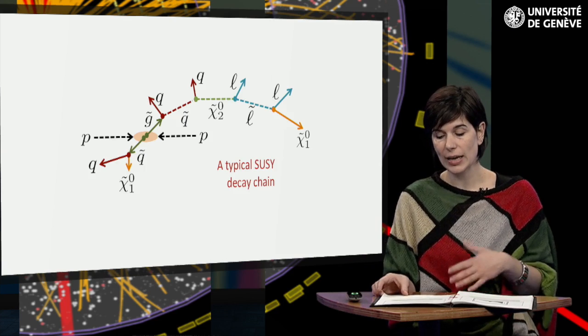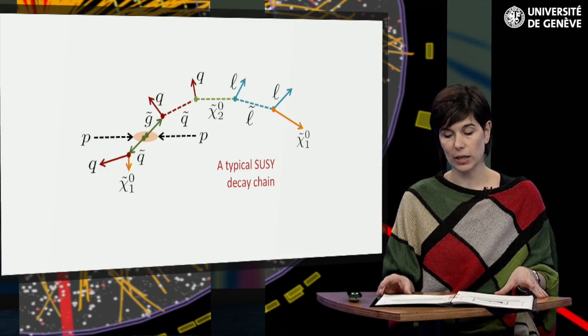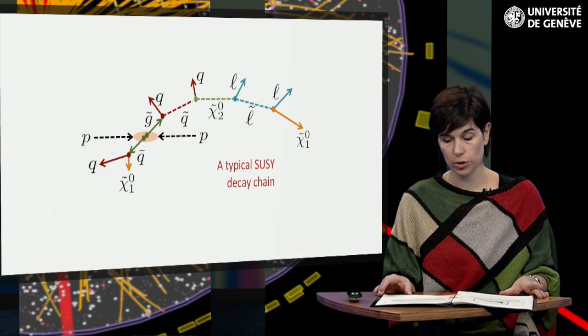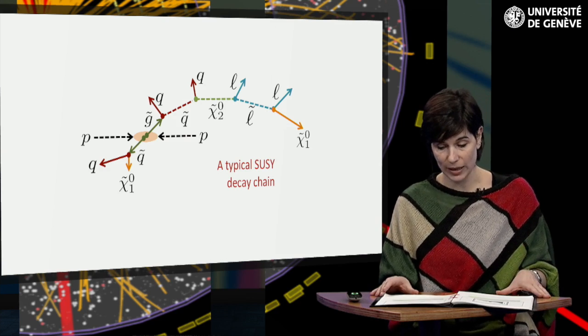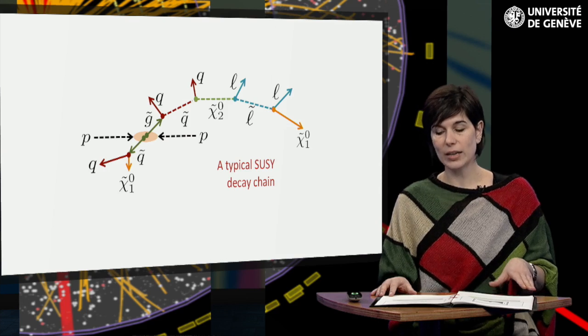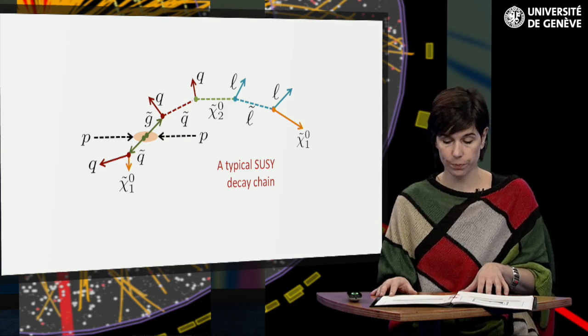Supersymmetric particles decay in cascades, generating long decay chains, which make it difficult to identify a resonant signature. Given the large multiplicity and variety of particles in the final state, we are typically looking for an enhancement in a tail of a distribution.